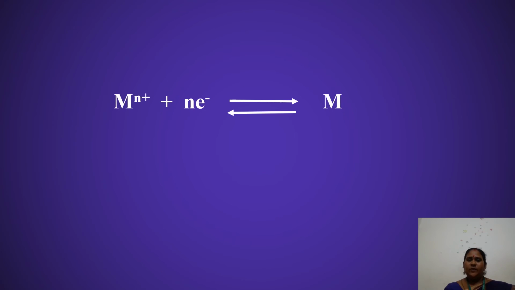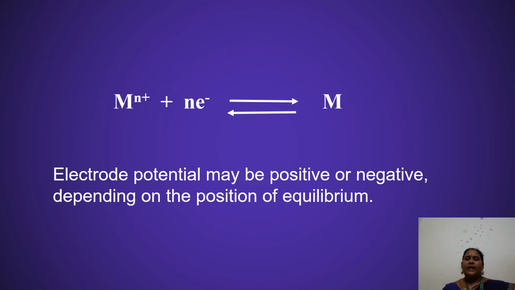So there occurs an equilibrium between the oxidation and the reduction process. The forward reaction denotes the reduction process and the backward arrow denotes the oxidation process. So the electrode potential may be positive or negative depending on the position of the equilibrium. If the position of the equilibrium is more towards the right hand side, then the electrode potential is called reduction potential. If the position of the equilibrium is more towards the left hand side, then the electrode potential is called oxidation potential.